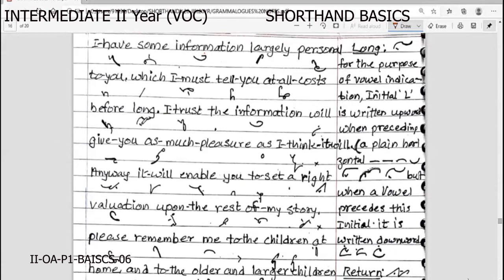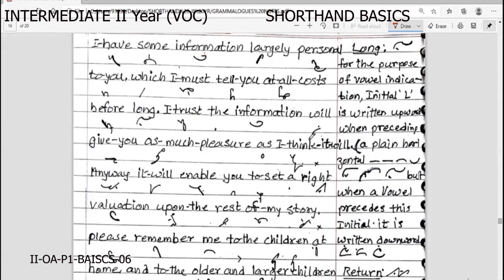Okay. So "long": you're writing upward L, because no vowel is preceding and immediately followed by the horizontal. So write upward L to N in "long". "I trust": only one tick of I you can show here, and write T-R and ST, "trust". The "the": if you want to join here you can just put a small tick here. But when you're writing separately you have to write a dot.